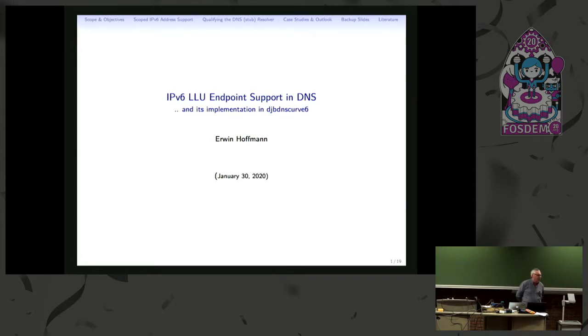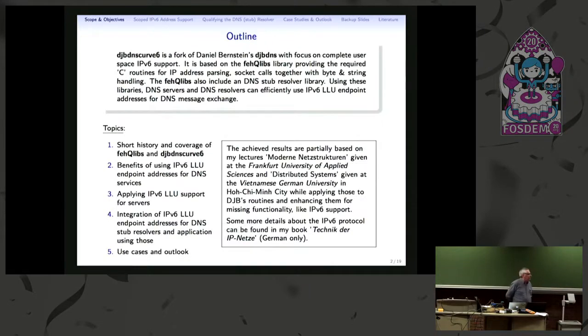I also would like to provide you some ideas about a particular use case, that means how to integrate IPv6 link local unicast addresses to use on a stub resolver and a DNS server. I think that's quite nice in order to get some ideas about IoT devices. So let's make at first some kind of historical note.